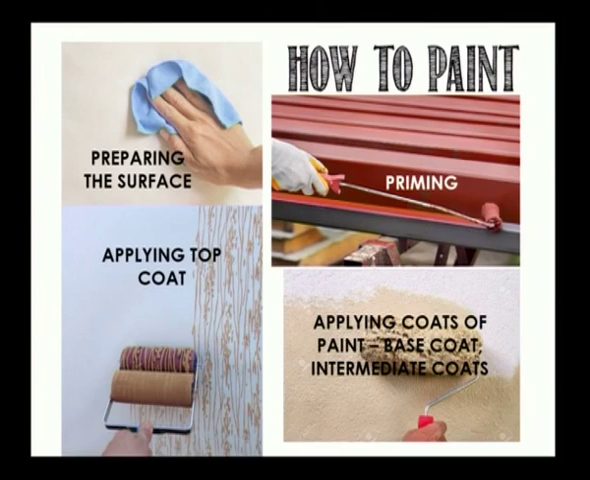Finally, applying the top coat. So, you have priming, which is the base coat, then you have the intermediate coat, and finally the top coat. The top coat can be a decorative coat. Usually a top coat acts as a sealant, where it completely seals off the painted surface from external factors, and the top coat should also be of very good quality because it is the coat which withstands maximum wear and tear.